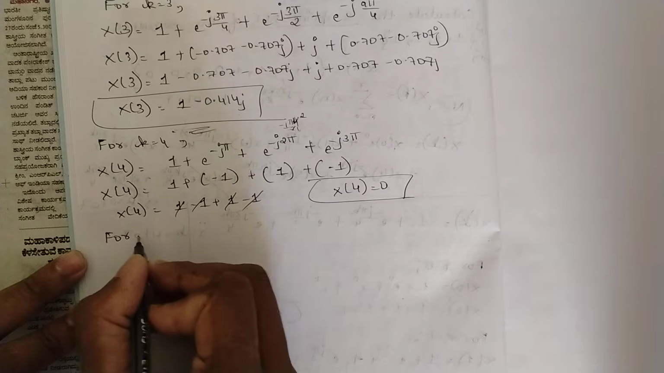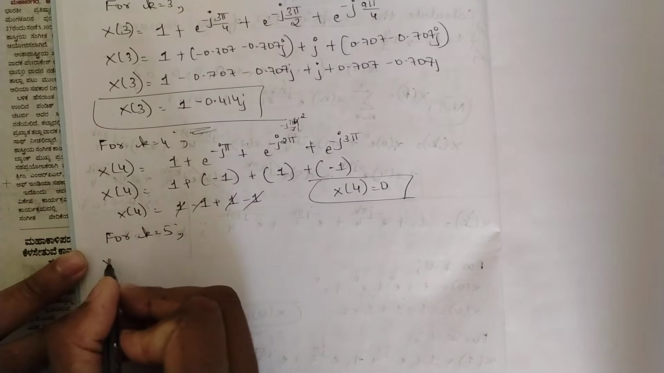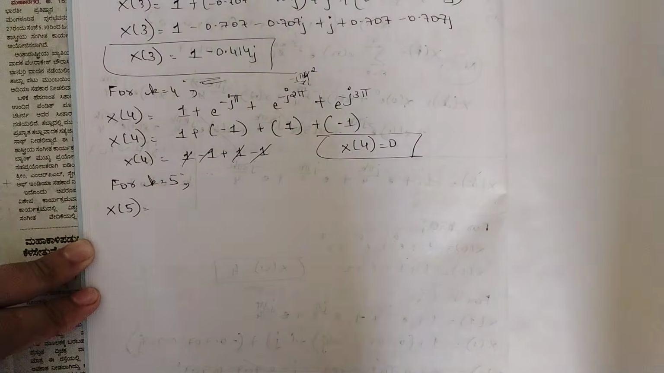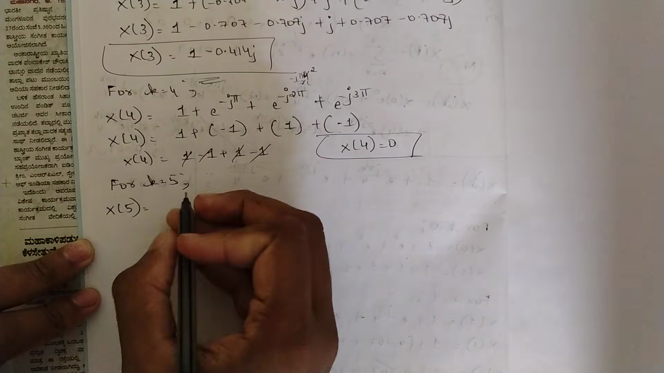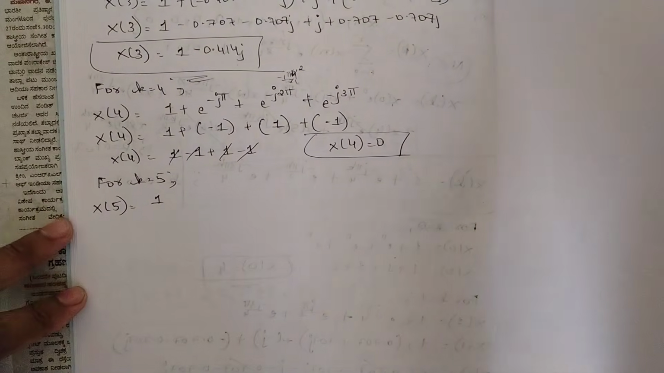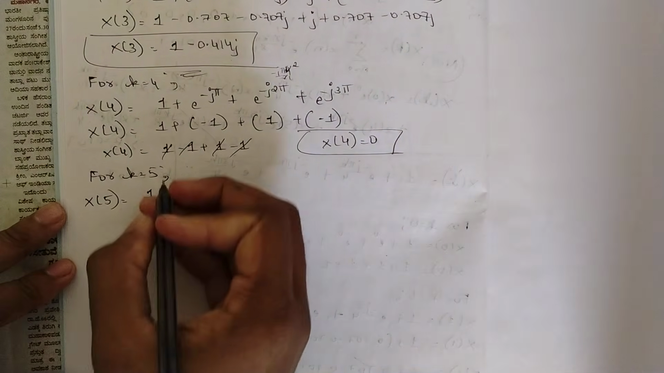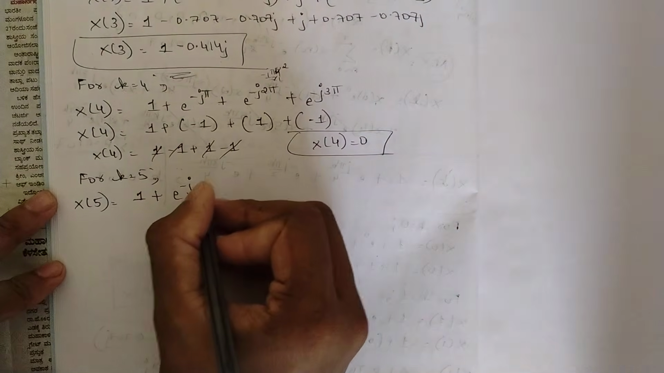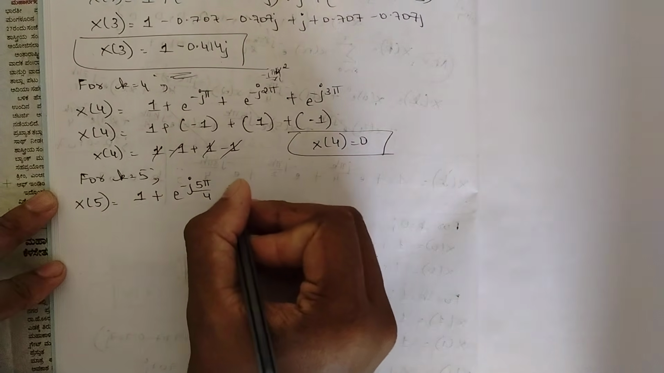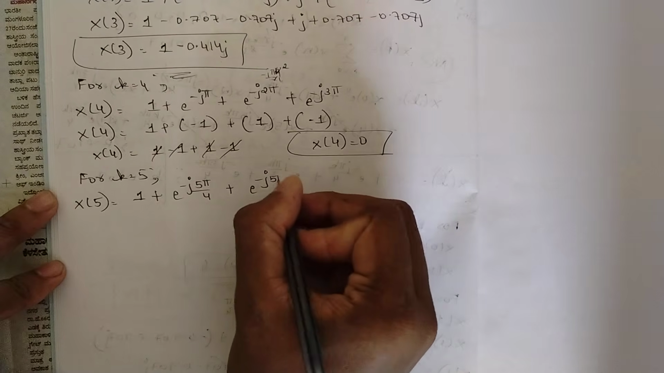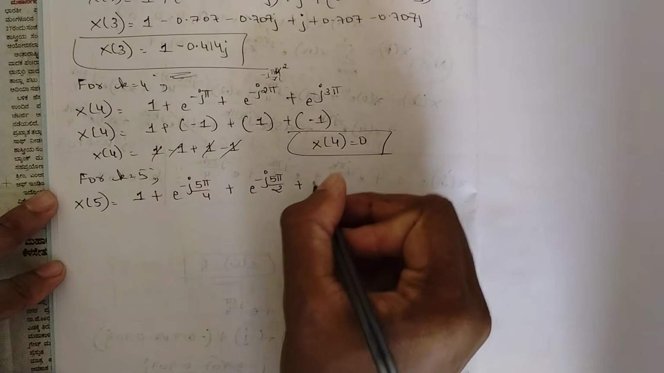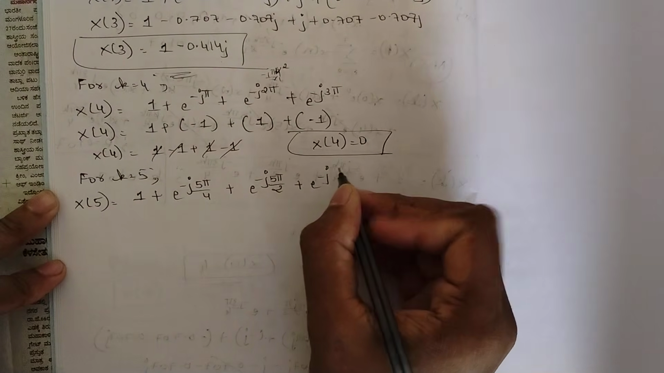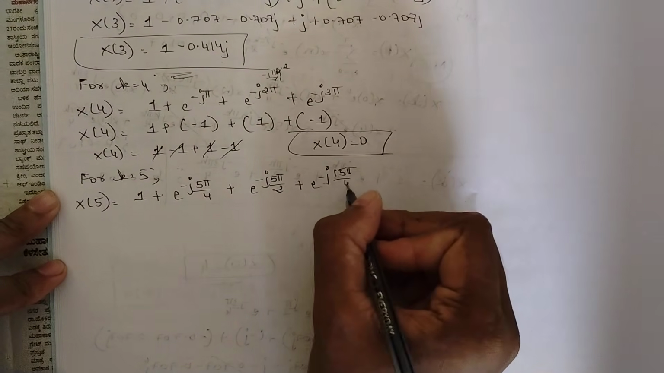Okay, similarly now for k is equal to 5, this is an 8-point sequence, remember, so that's why this takes a lot of time. Okay, 1 plus e power minus j 5 pi by 4 plus e power minus j 5 pi by 2 plus e power minus j 3 pi k by 4. So 3 into 5, that is 15 pi by 4, right?